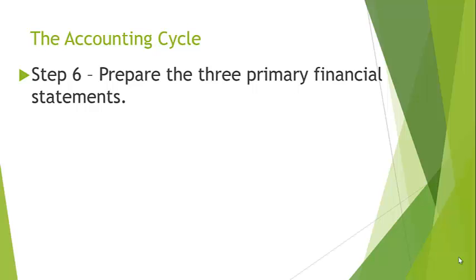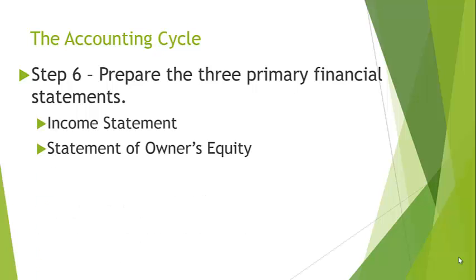Okay, we're back continuing the accounting cycle. Today we're going to go through step 6, which is to prepare the 3 primary financial statements. The 3 primary financial statements include the income statement, the statement of owner's equity, and the balance sheet.